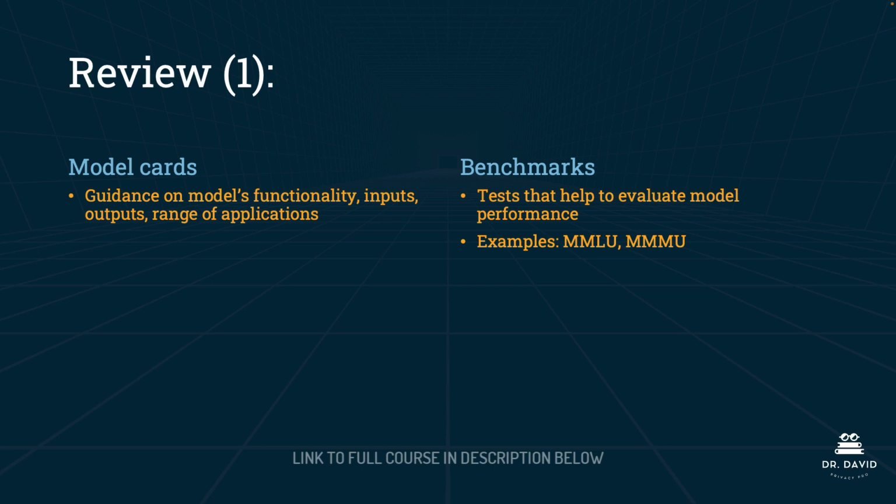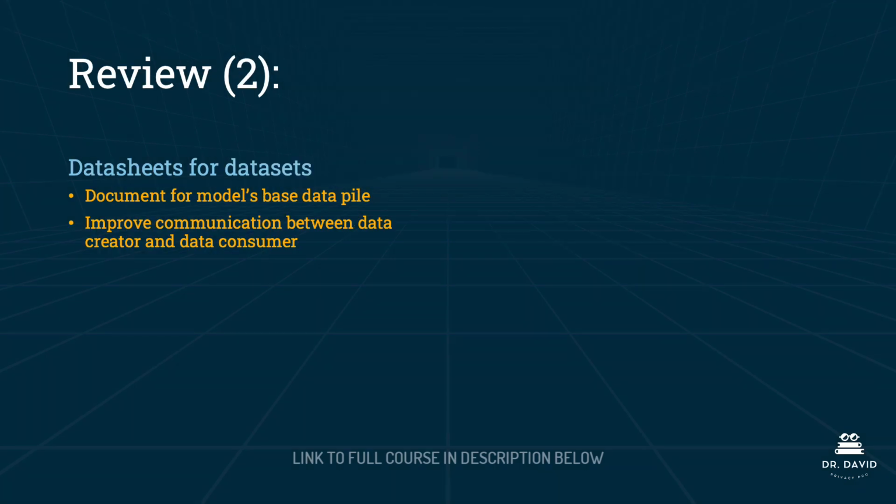In this lecture, we looked at different model evaluation tools. These include model cards, which provide guidance on a model's functionality, its inputs, outputs, and a range of applications. We also looked at benchmarks. These are tests that help to evaluate model performance. 2 examples that we looked at are the MMLU and MMMU. We then looked at data sheets for datasets. These are documents for the model's base data pile, and they help to improve communication between data creator, data consumer, and AI governance professional.